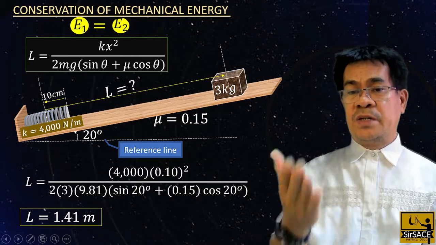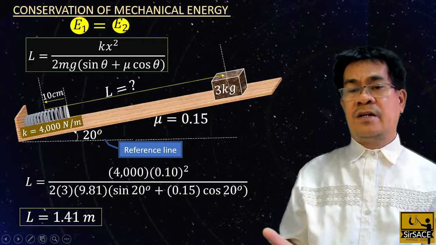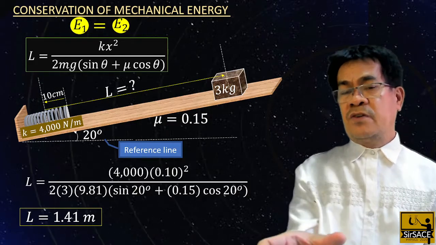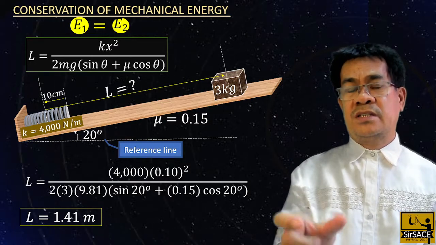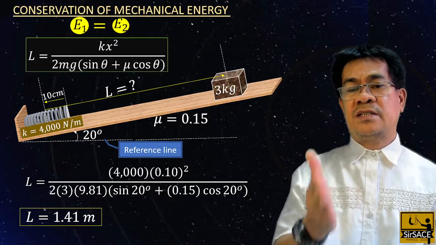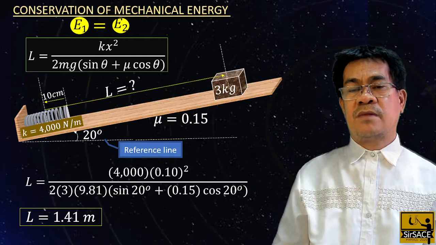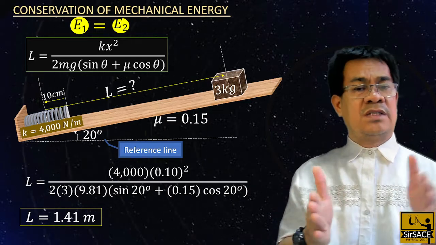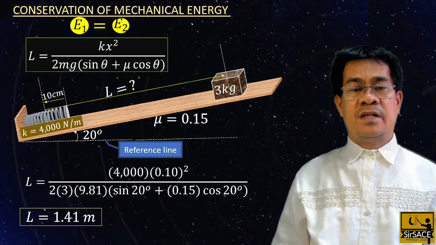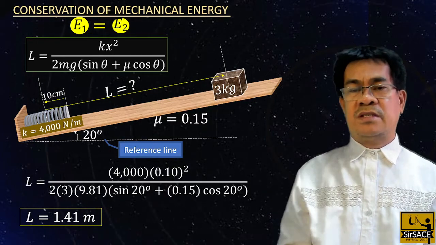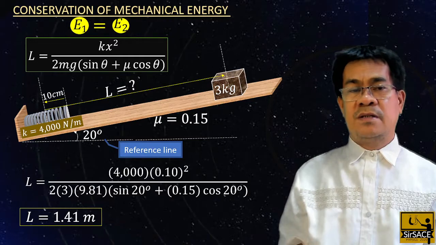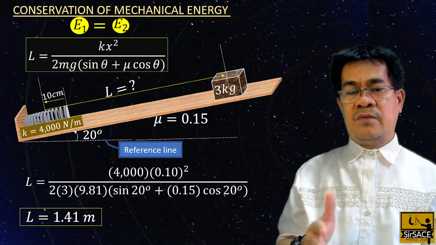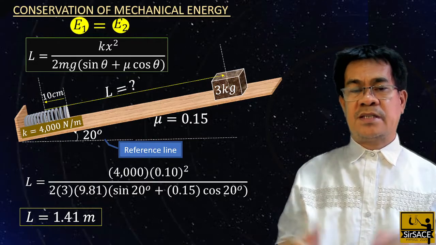Meaning, when the spring constant is 4,000 Newton per meter, and you compress it by 10 centimeters, the stopping distance is 1.41 meters. If you increase the compressed length, it will stop beyond 1.41. If you reduce it from 10 centimeters, let us say to 8 or 5, then the stopping distance will be less than 1.41.